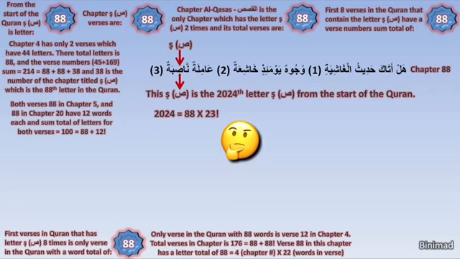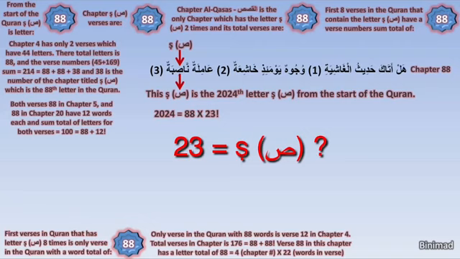But what about this 23? If you have seen my previous videos, you will be correct in saying that 23 is the number of years in which the Qur'an was revealed, and is also a main key in Qur'an mathematics. But is there more to it here? Actually, 23 is also equal to the letter Sad. How so?